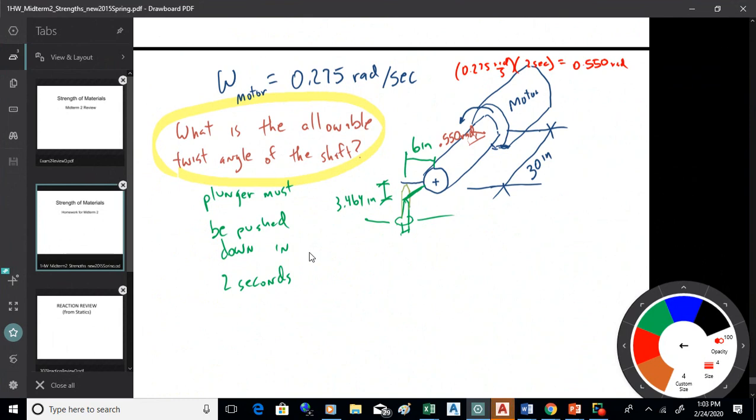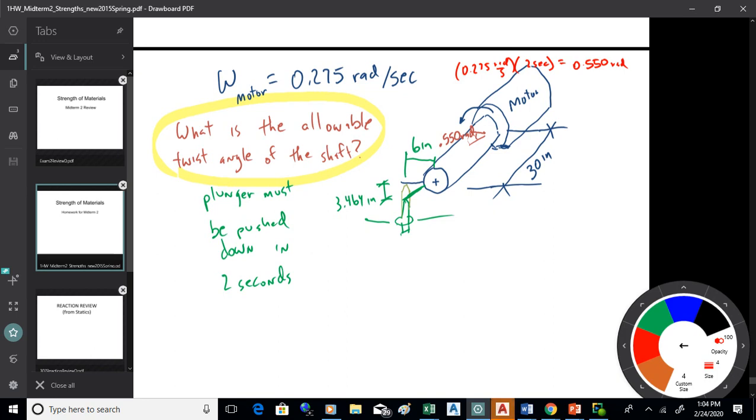All right, just a quick look at this one handout problem here. So what's happening there on the back of the shaft is you're going 0.55 radians. And that's what's happening at the back of the shaft.